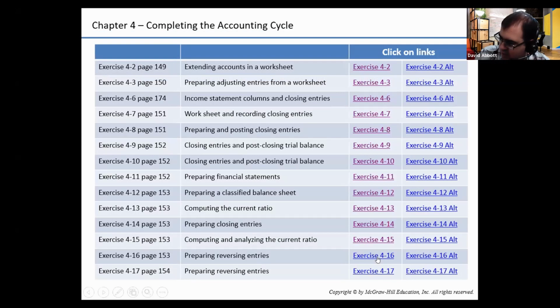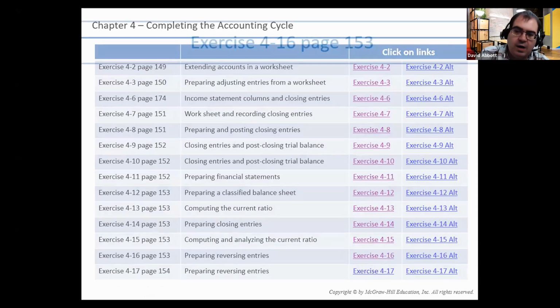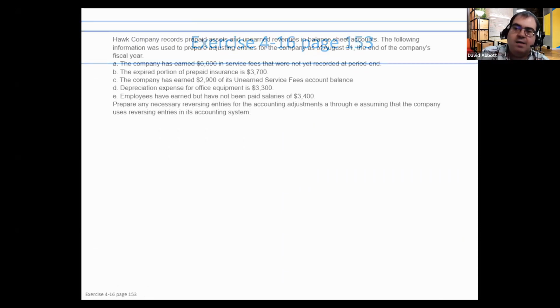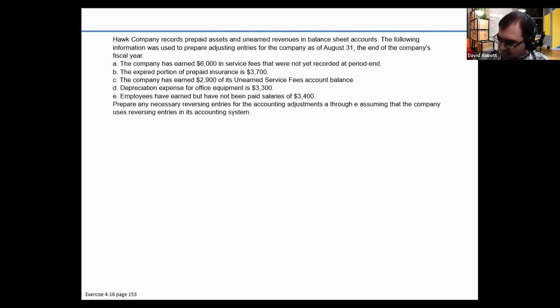Okay. So yeah, I know we haven't really talked about this yet, but I just wanted you to see that. The next one here is reversing entries, and the book talked about that. I don't believe I assigned any of this for homework, but I might have. I can't remember. So let's look at this one. Hot Company records prepaid assets and unearned revenues in balance sheet accounts. So they do something a little bit different than what we've been discussing already.